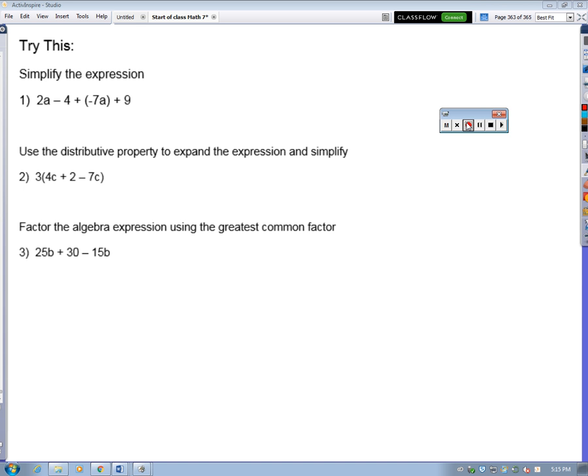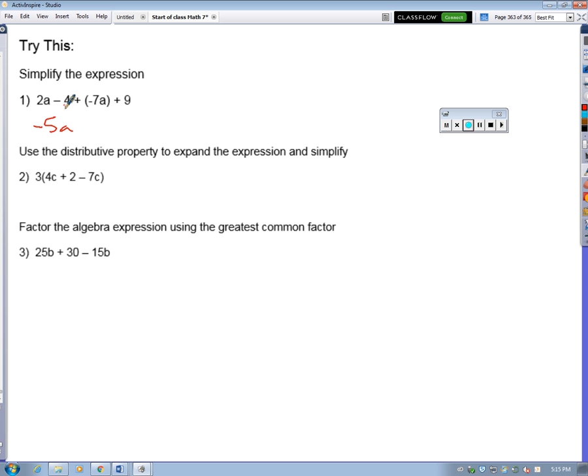Okay, number 1. Simplify the expression. Here we've got some a's going on, and we've got some numbers. I can't just put them together. I have to put the like stuff together. So I'm going to separate out all the a's. Here I've got a 2a and a negative 7a. If I add those two together, I'm going to get negative 5a.